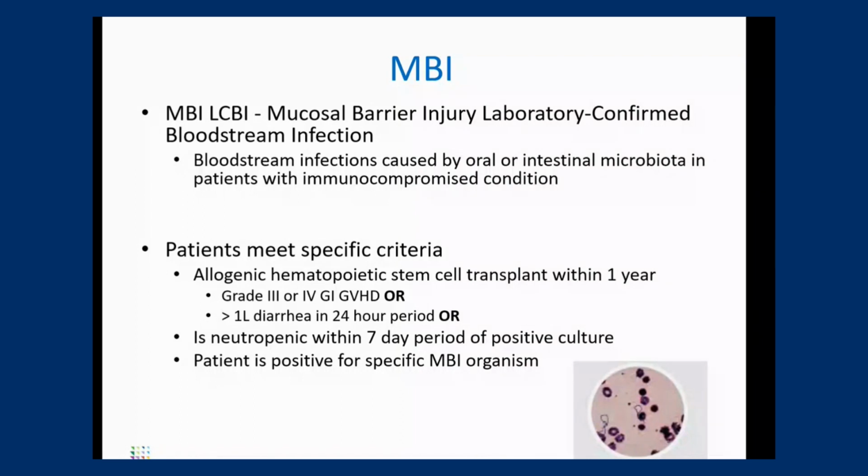Those criteria, which we see a lot on 7 Monte: allogeneic stem cell transplant within a year of receiving the transplant. They would also have to have symptoms: grade 3 or 4 GI graft-versus-host disease or greater than 1 liter of diarrhea in a given 24-hour period. Also, they could be neutropenic within a 7-day period of that positive culture, and they have to be positive for those specific MBI organisms. So it's not all organisms, there's a specific list for MBI.